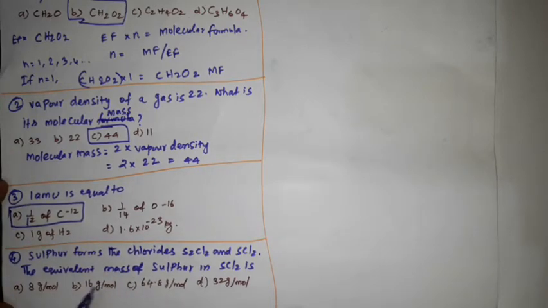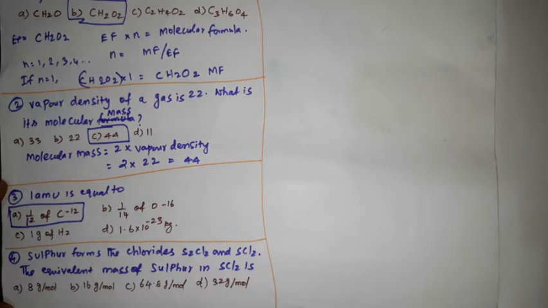Okay. Now question number 4. The sulfur forms the chlorides, namely S2Cl2 and SCl2. The equivalent mass of sulfur in SCl2 is, option A 8 gram per mole, option B 16 gram per mole, option C 64.8 gram per mole, option D 32 gram per mole.